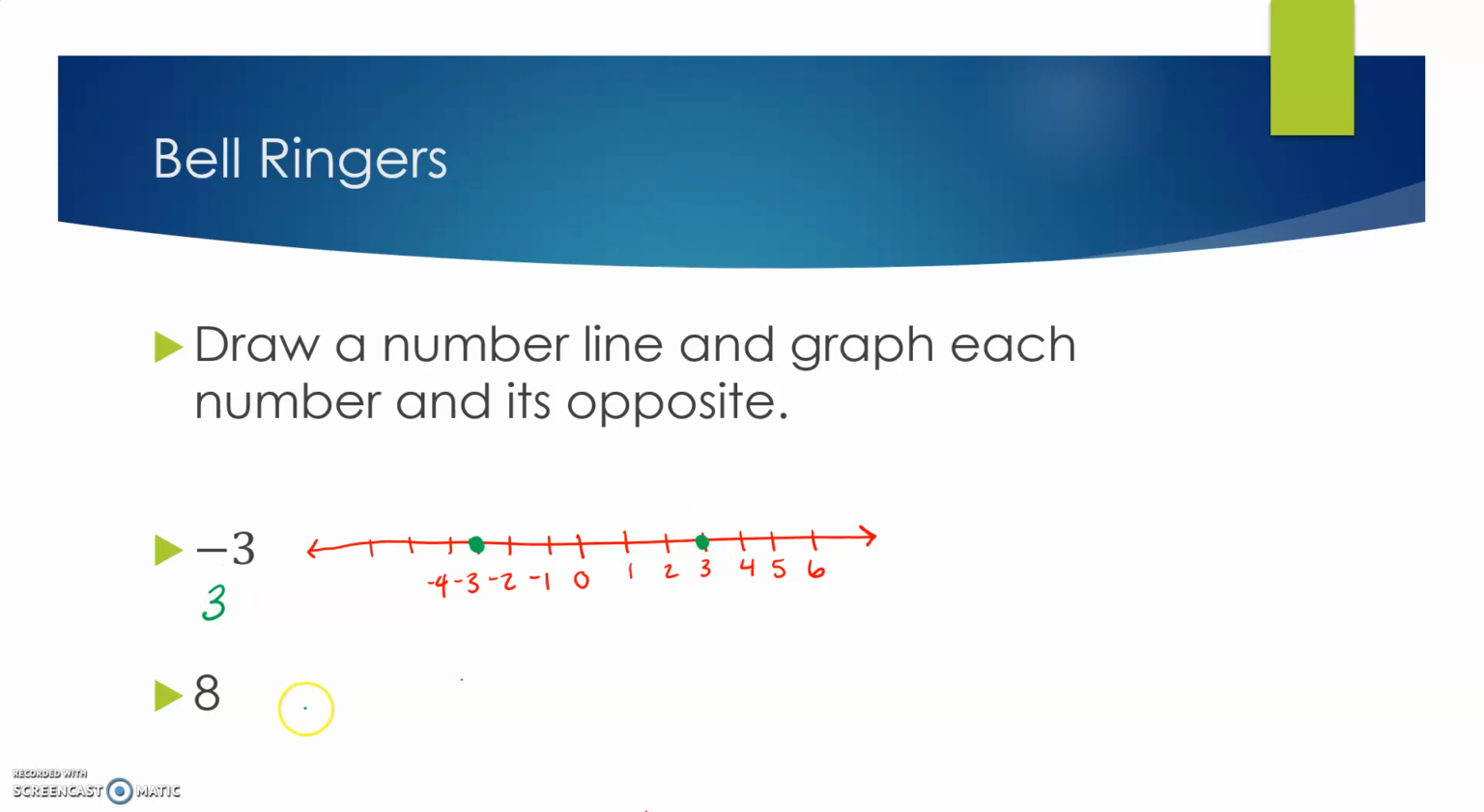Then for the second problem, if we're looking at 8, if I start at 0, I've got 1, 2, 3, 4, 5, 6, 7, 8. I know that those are not evenly spaced, but that's okay. And then if I graph its opposite, I'm going to go 8 in the opposite direction: 3, 4, 5, 6, 7, 8. So that would be graphing both 8 and its opposite.